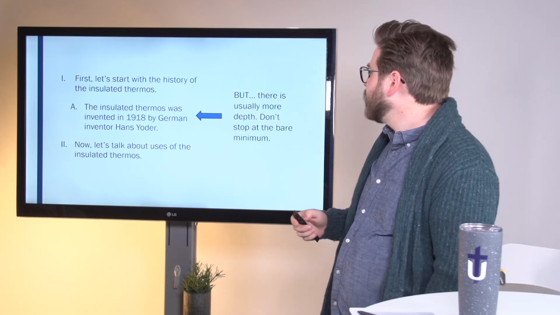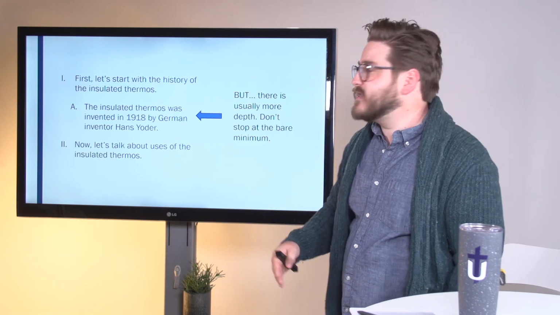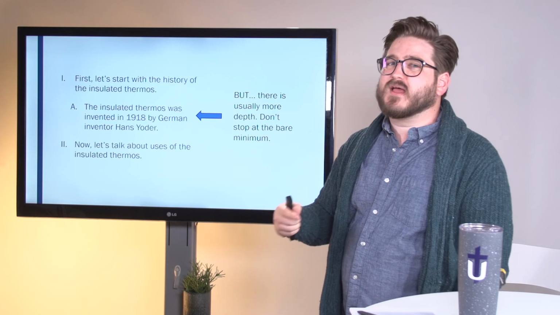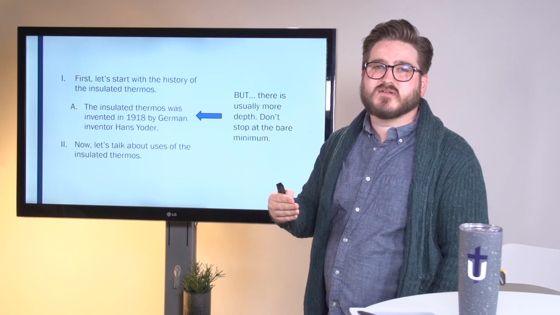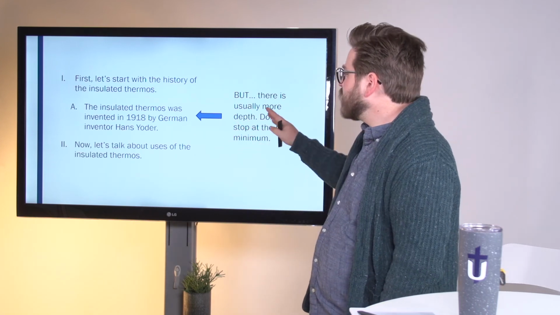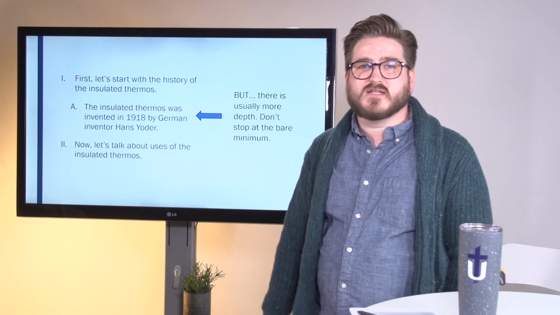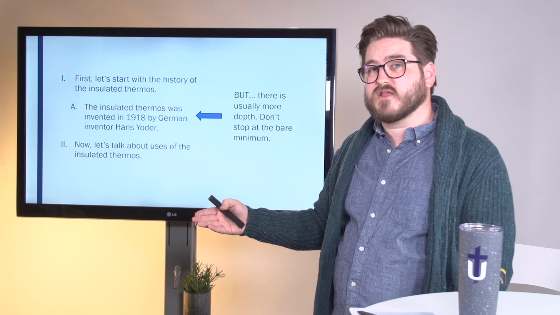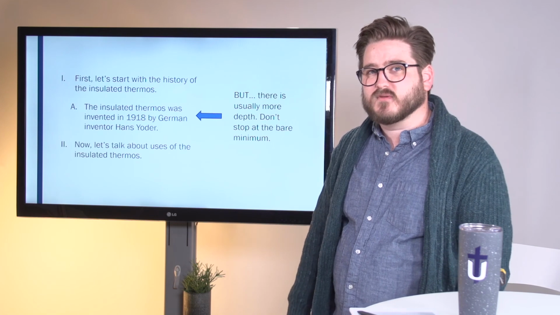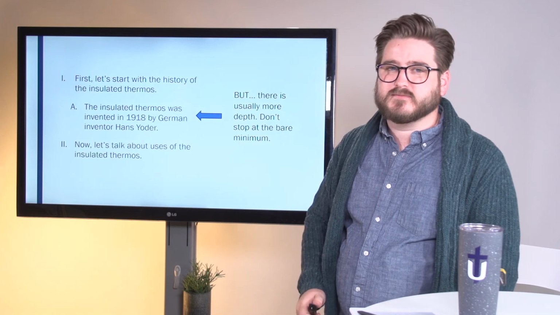But there's almost always more depth. More often than not, we have just stopped short. We have found one thing and we've stopped. We haven't considered what else there is in this space. So don't stop at the bare minimum. How did Hans Yoder invent the insulated thermos? Who else was working on the insulated thermos? Where was he when he discovered this important invention? Go into more depth. There's something else there, I guarantee it.